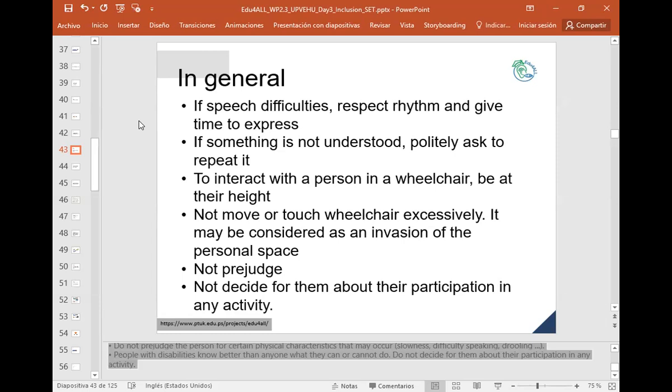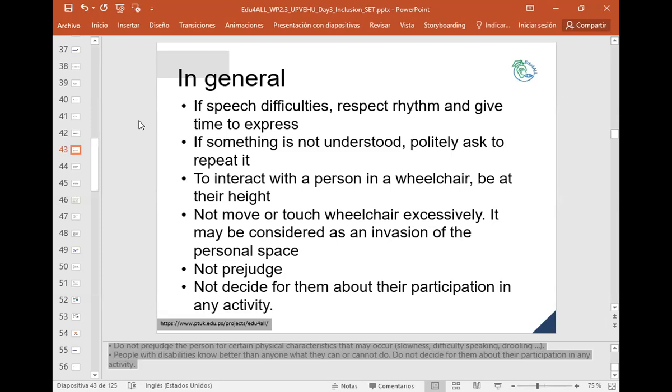To interact with a person in a wheelchair, it will be necessary to be at their height, if possible sitting before them. If it can't be, it's a good idea to move away a little so that the student is not forced to strain his/her neck too much when looking at the teacher during the conversation. Do not move or touch his/her wheelchair excessively, since, if there is no close relationship, it may be considered as an invasion of his/her personal space.